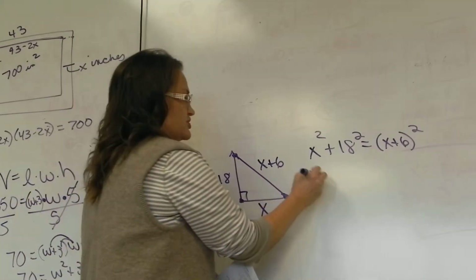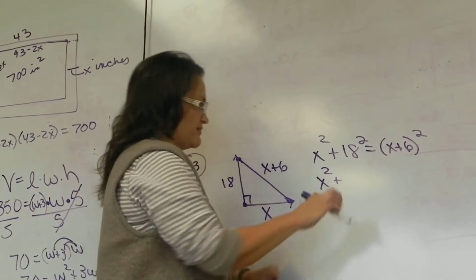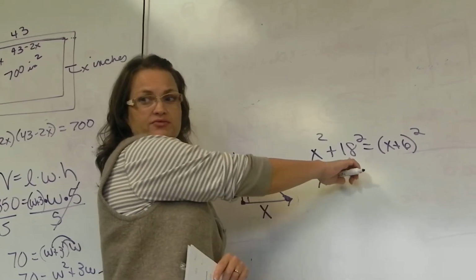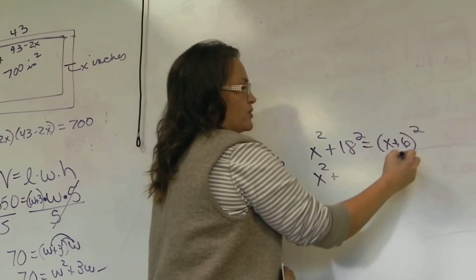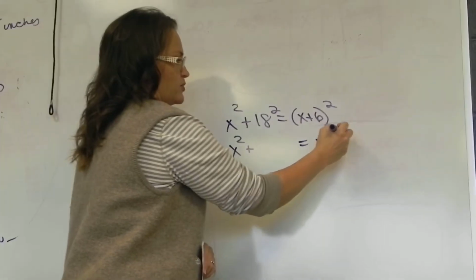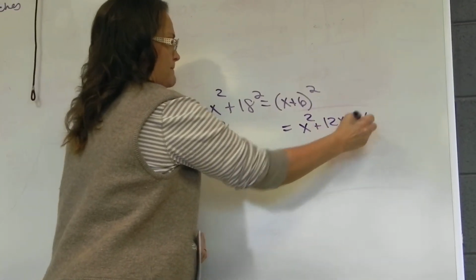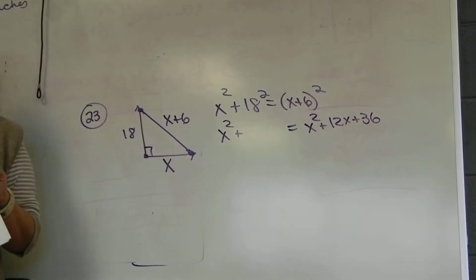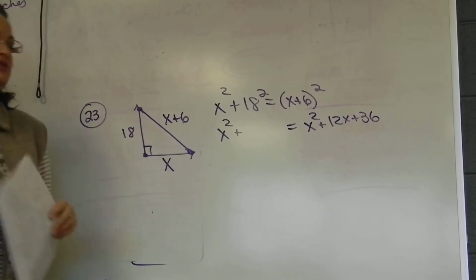What we actually have to do, and I don't have this number, if somebody wants to square 18 for me, and then FOIL the binomial out. So they have 18 squared? 324.